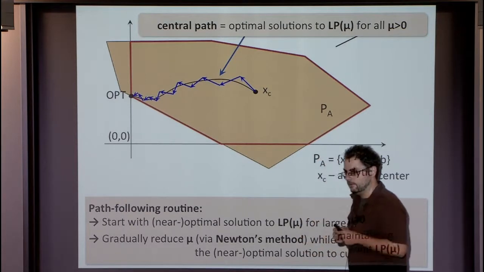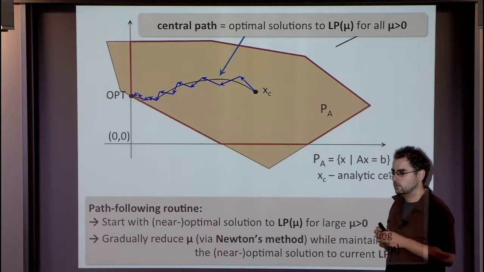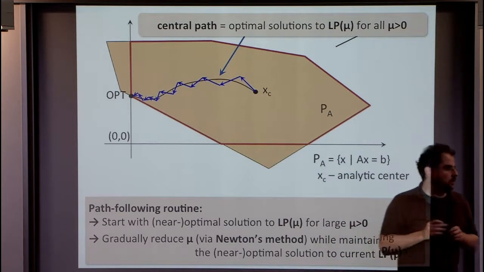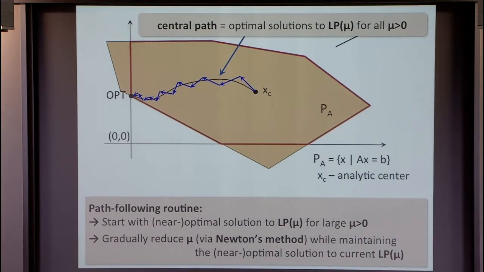The path is an attractor. Yes. What would go wrong if you got too far away from the path? Well, the problem is that then you lose the rapid convergence of Newton's method. Yes, you can go back to the central path, but it will be too expensive.